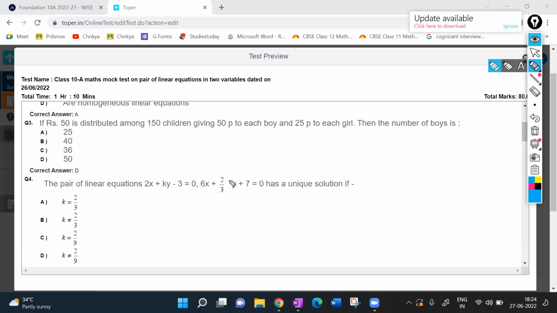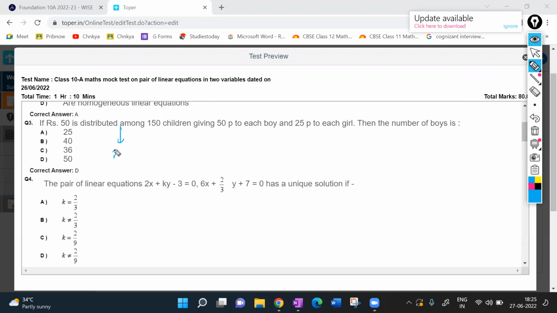How many of you converted into paisa and solved it? And how many of you solved by using the trial and error method? I converted it into paisa. Sir, I did everything in paisa, sir. Wow. So you can still do it.